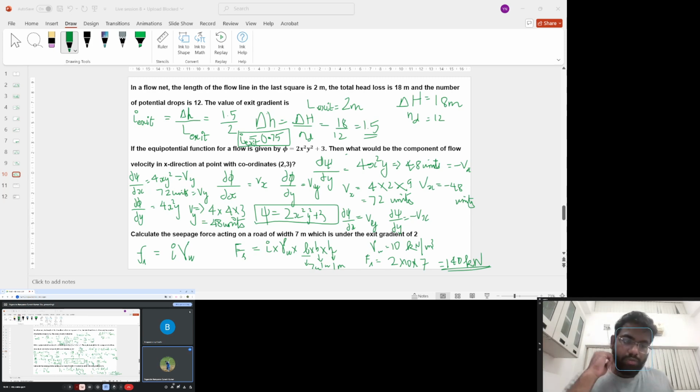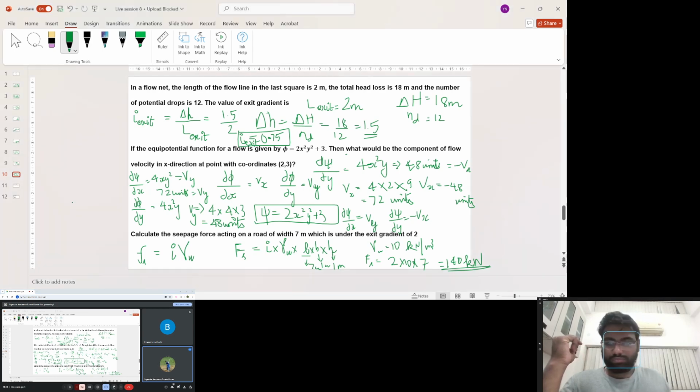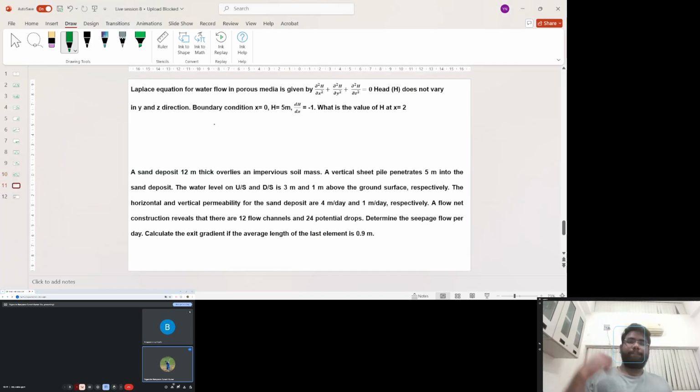Fine. Now coming to the next question. The Laplace equation for water flow in porous media is given by ∂²h/∂x² + ∂²h/∂y² + ∂²h/∂z² = 0. And head does not vary in y and z direction. The boundary conditions given are: at x = 0, h = 5 meters, and dh/dx = -1. What is the value of h at x = 2?